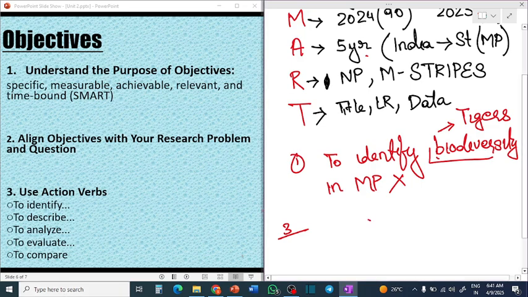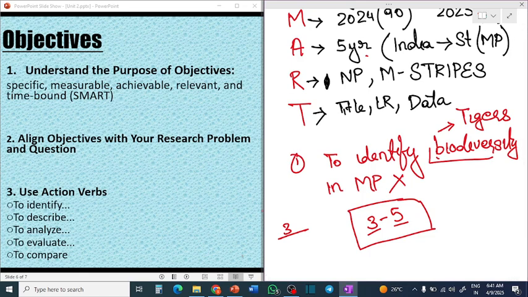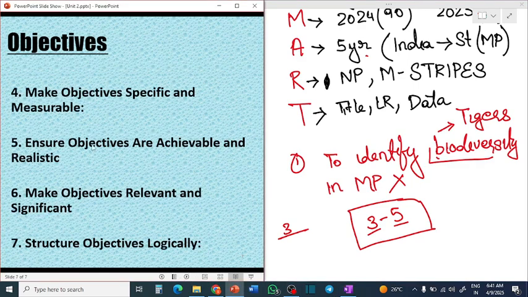Any thesis that you are doing should have a minimum of 3 objectives and a maximum of 5 objectives. These objectives can have sub-objectives within them, but your main objectives should be a minimum of 3 and a maximum of 5 in most cases. These are the same points given: make the objective specific and measurable. Ensure objectives are achievable. I have given you the time bound point, so the objective should be achievable and realistic.